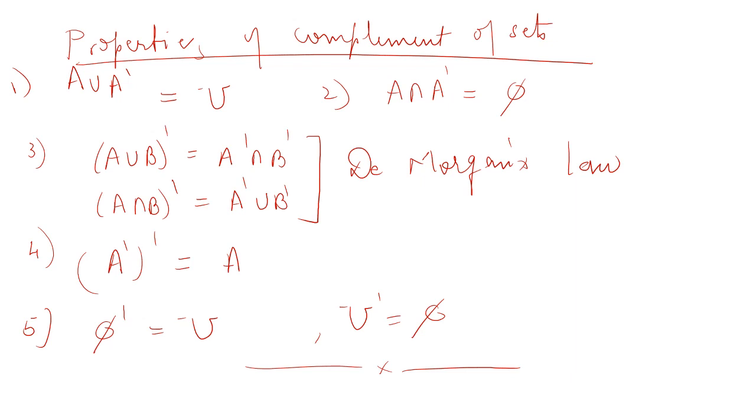So we can verify this by taking examples. In that, the main one is De Morgan's law. A union B whole complement is A complement intersection B complement, and A intersection B whole complement is A complement union B complement. So these two are called De Morgan's law. Next, we take examples. I will take a few examples.